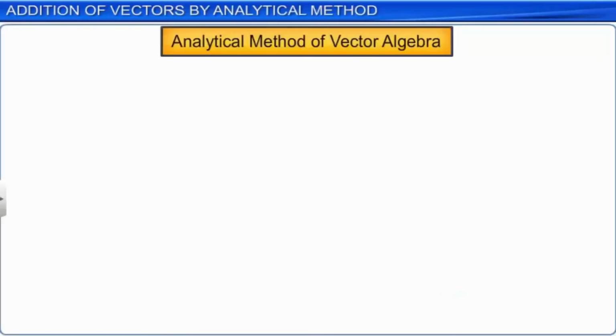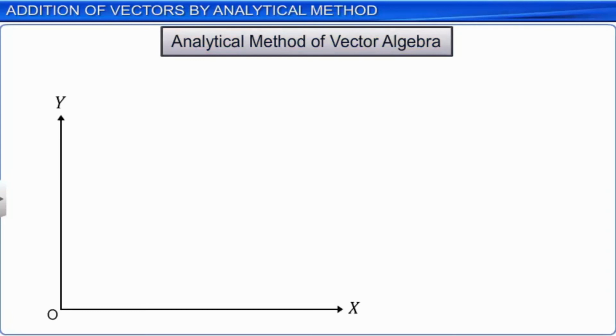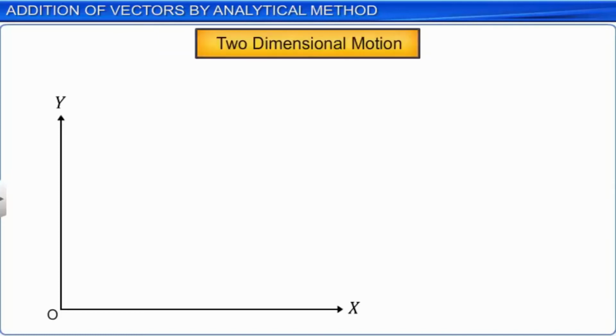Now, let's see how vectors are added by the analytical method. First, we will discuss vector addition for planar motion or two-dimensional motion. When dealing with planar motion or two-dimensional motion, you need to resolve the given vector along i and j only.